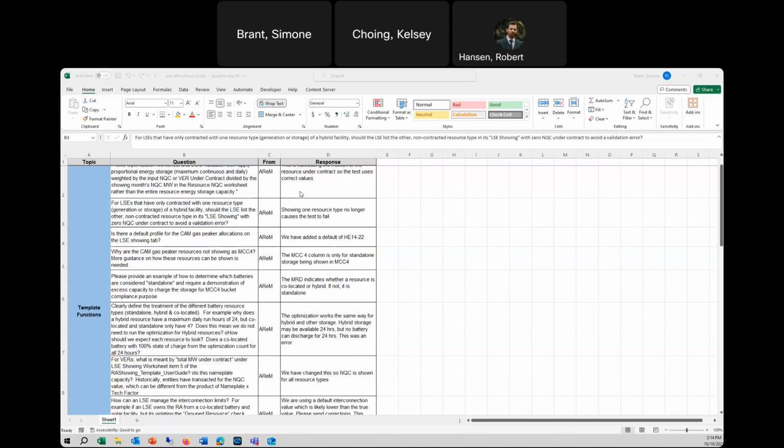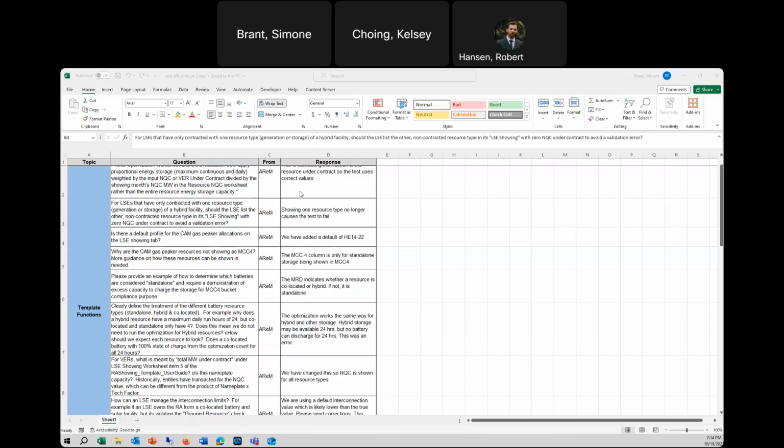Next question is, please provide an example of how to determine which batteries are considered standalone and require a demonstration of excess capacity to charge the storage for MCC4 bucket compliance purposes. Yeah, so I'll just answer this first and then I'll ask you the question.